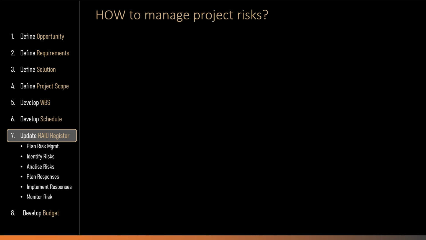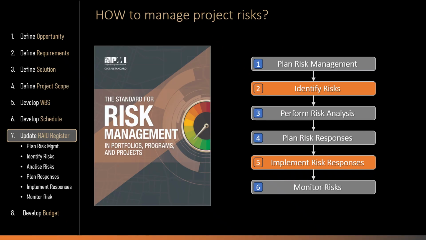Okay, so how should we manage project risks? The Project Management Institute has published a separate standard, the Standard for Risk Management, which can help. At the core of the standard is the risk management life cycle, a logical sequence of six interrelated processes: plan risk management, identify risks, perform risk analysis, plan risk responses, implement risk responses, and monitor risks. The two most important processes are highlighted. They are the risk identification and risk responses implementation processes. On the following slides, I will describe each of the processes in more detail.